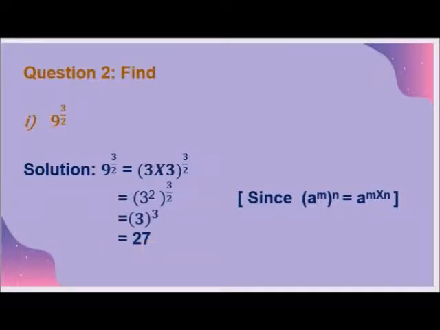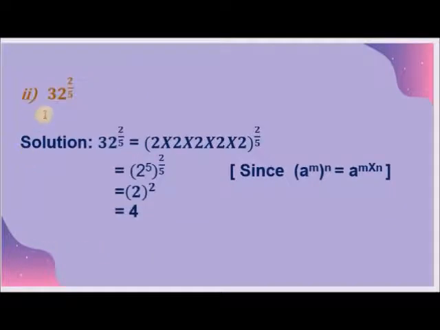Then the second part is 32 raised to the power 2 by 5. So again 32 we can write as 2 multiply 2 multiply 2 multiply 2 multiply 2 to the whole power 2 by 5.